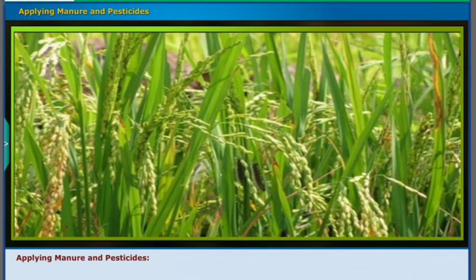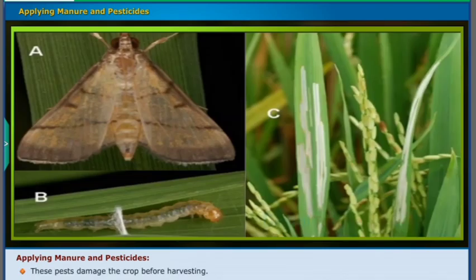How to apply manure and pesticides on crops. When the rice crop begins to grow, it attracts many insects and pests towards it. These pests damage the crop before harvesting.